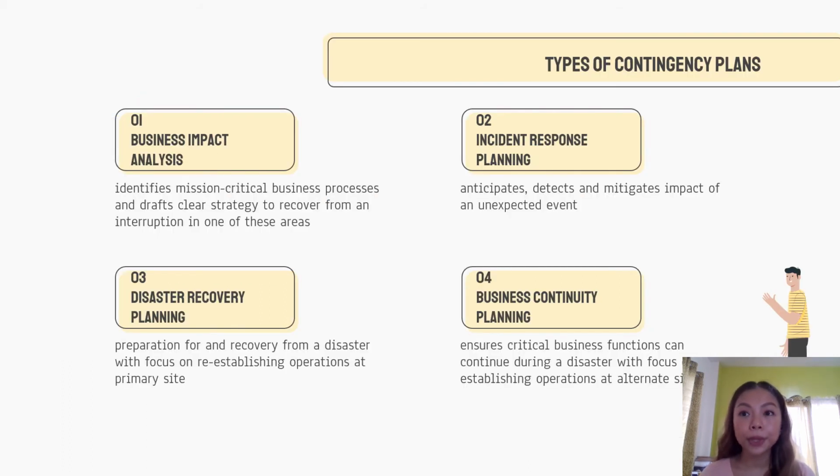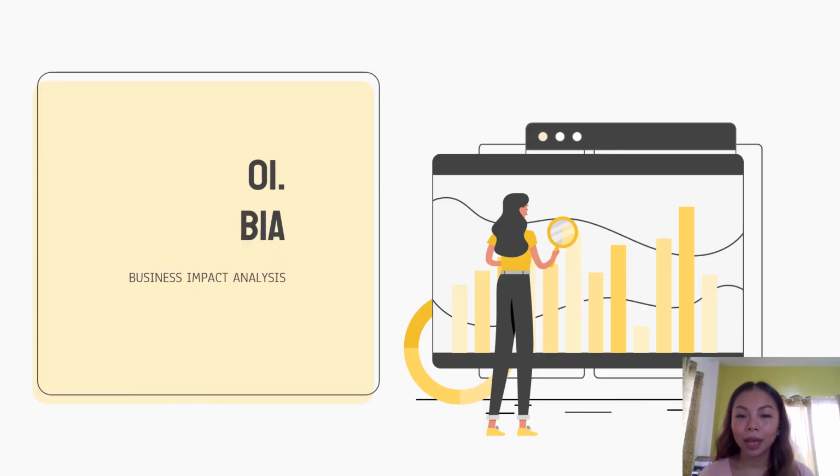There are four types of contingency plans according to the base material that we have. These include business impact analysis or BIA, incident response planning or IRP, disaster recovery planning or DRP, and business continuity planning or BCP. IR planning was already discussed by Sajid earlier, so for this portion, we will only tackle BIA, DRP, and BCP. Let's start with BIA.